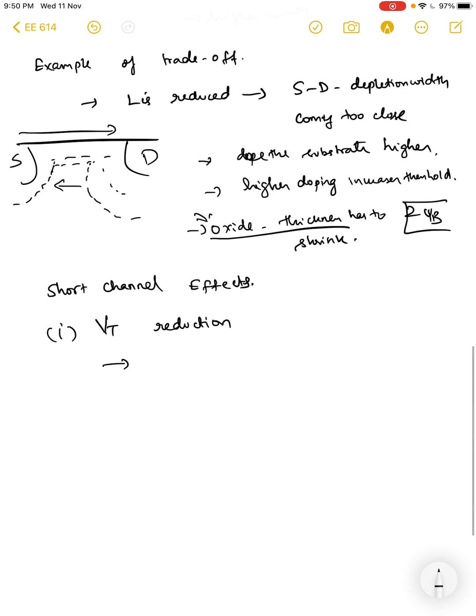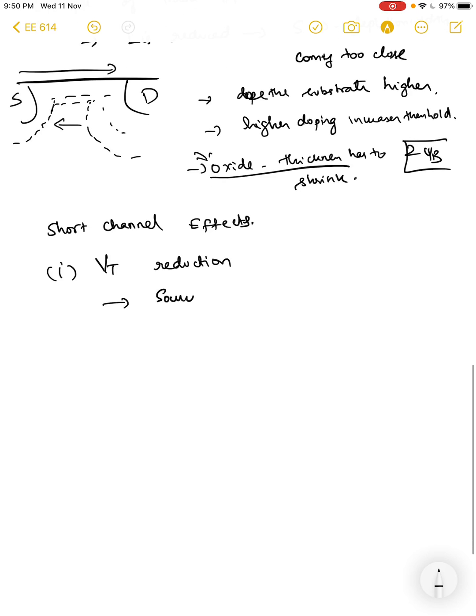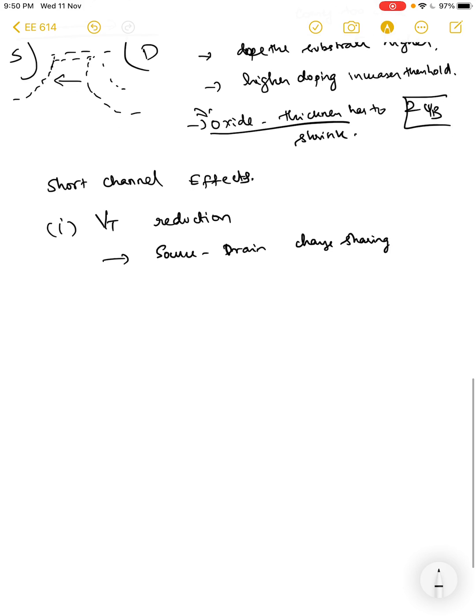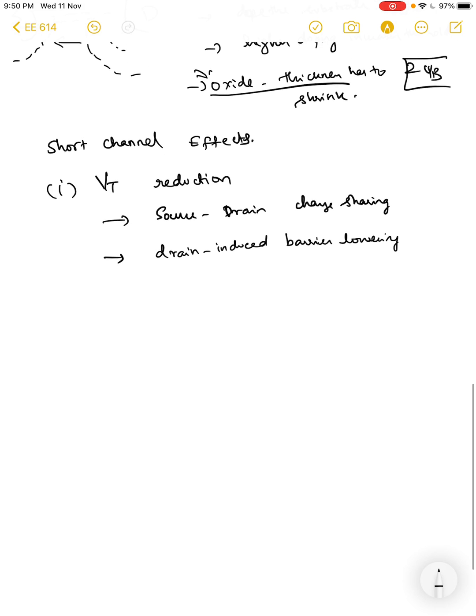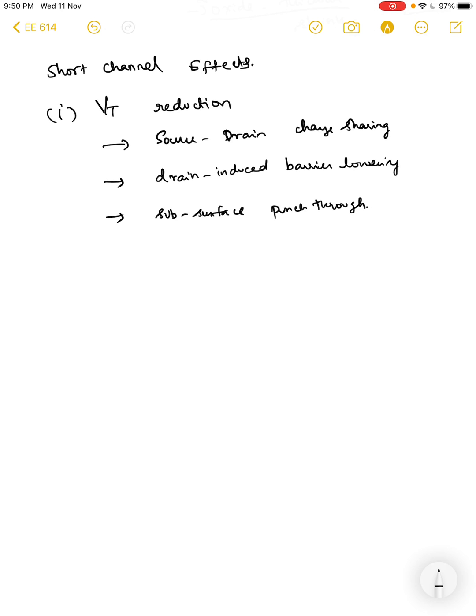This is caused by source drain charge sharing. We will see in detail what these things are. Second is what is called drain induced barrier lowering. Third is subsurface punch through. All these things lead to VT reduction.